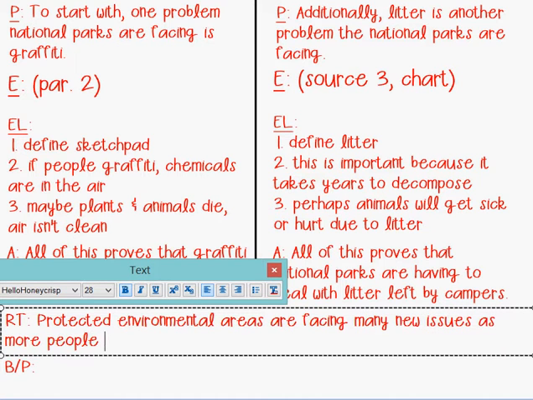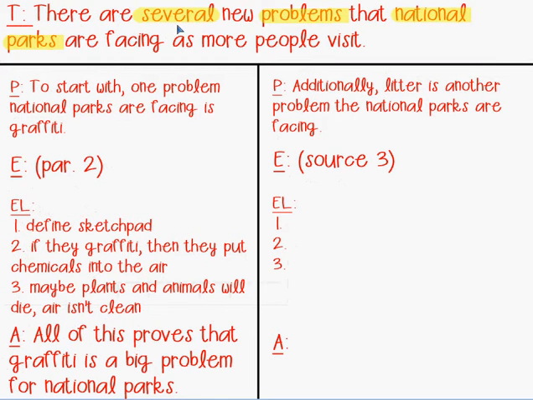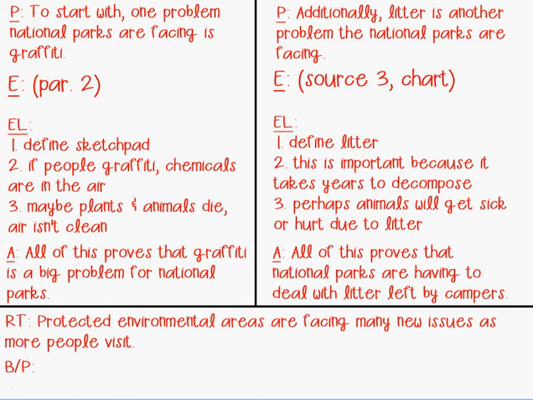So I've changed national parks to protected environmental areas. Instead of problems, I'm saying issues. Instead of several, I'm saying many, but I'm saying the exact same thing, just using a different term. So I went from there are several new problems that national parks are facing as more people visit to protected environmental areas are facing many new issues as more people visit. So same thing, just in a different way.